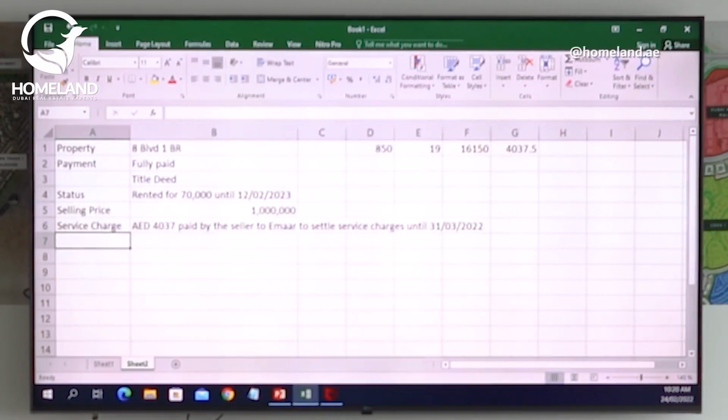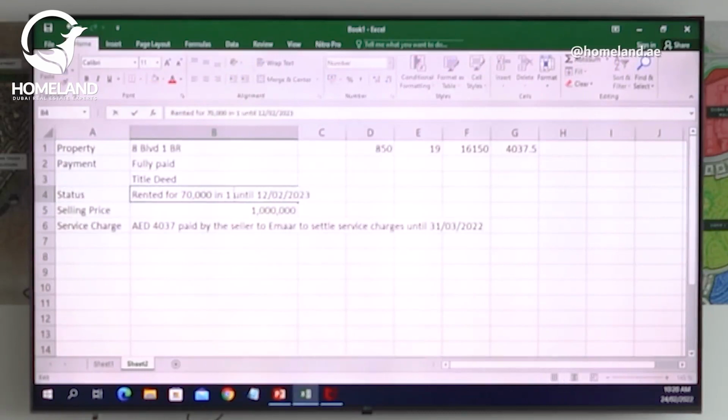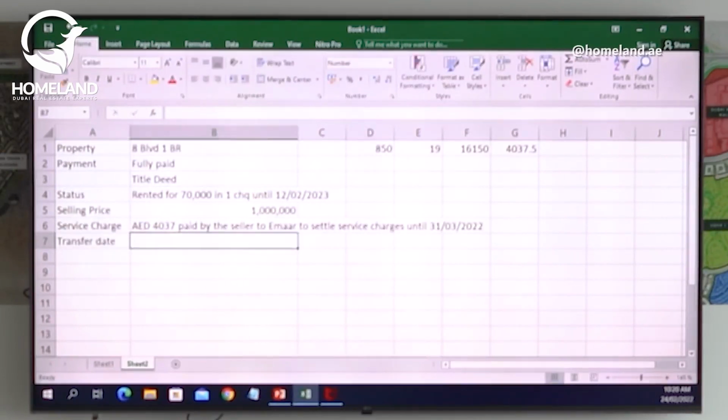Now, rent is how much? 70,000. How many checks? 4 checks. 1 check. Okay, 1 check. Agreed? Agreed. Now, transfer date. Give me a transfer date. 15 March.